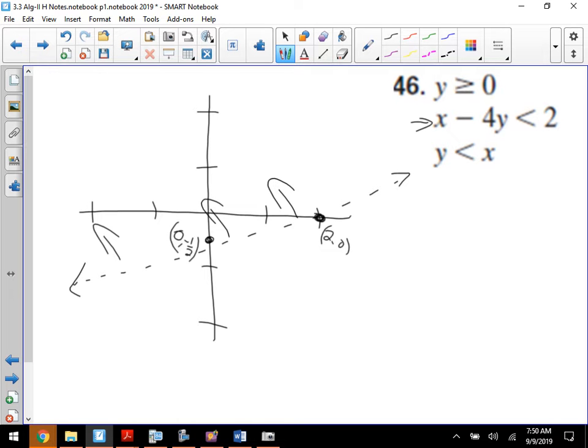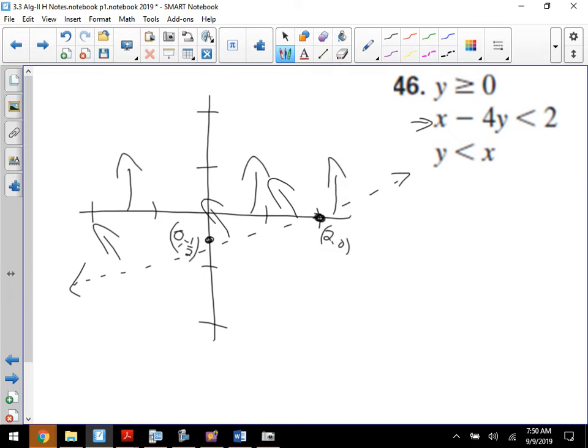When y equals a number, remember it's always a horizontal line. In this case, it goes through the origin. Now, which way is y bigger than 0? Above the 0 line or below the 0 line? Above. Okay. So I know I'm going that way.